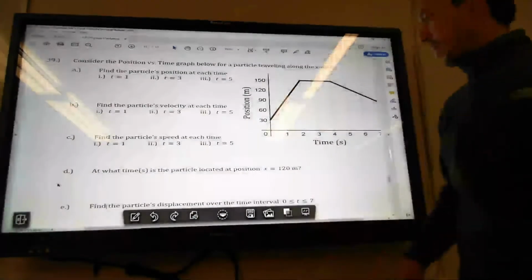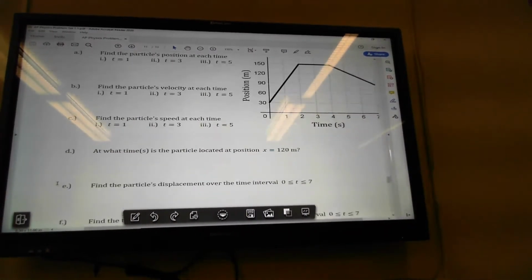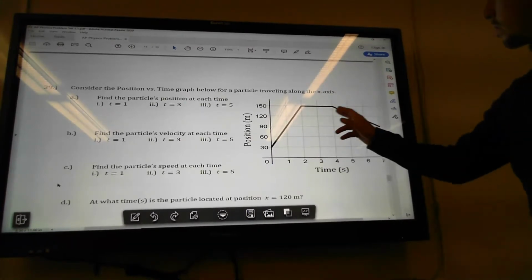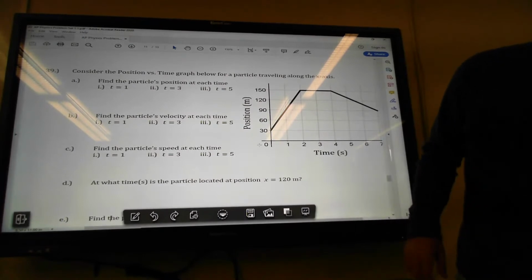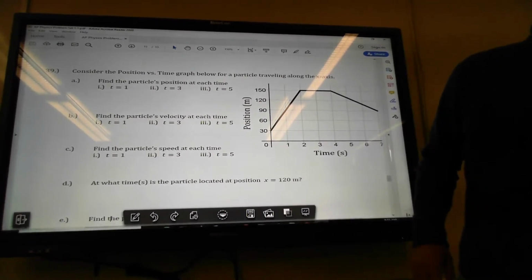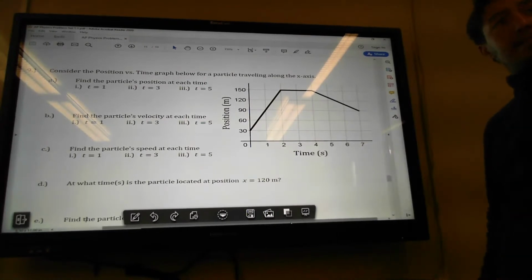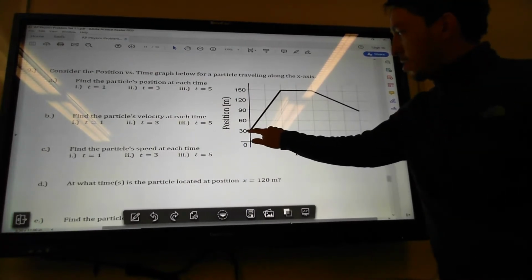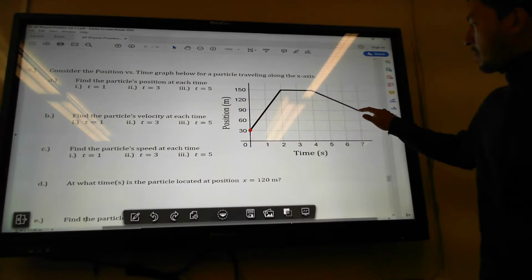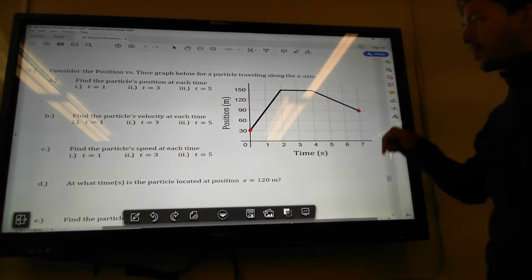These last couple might be slightly more challenging. What is the particle's displacement from 0 to 7? 60. Very good. Everyone see how we got that? You take its position at time 0, which is 30. Take its position at time 7, which is 90, and just subtract them. That's all you have to do. 90 minus 30.